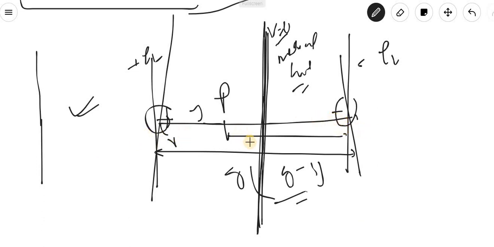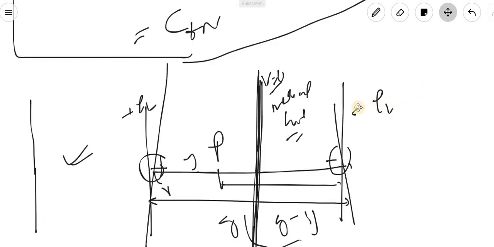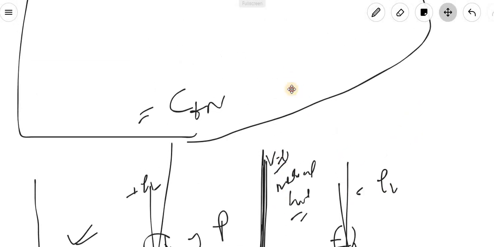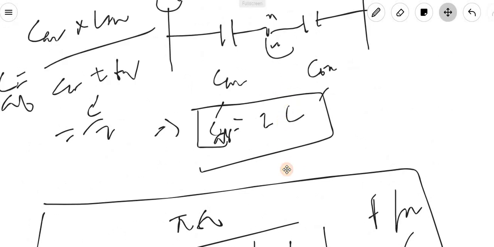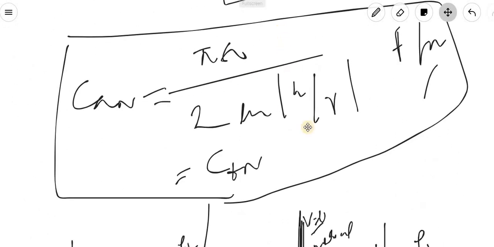One more thing, the capacitance is a shunt element of the transmission line. Capacitance, inductance, resistance, these are the practical parameters to study the performance of transmission lines. So I think I have given all the information about the capacitance calculation.